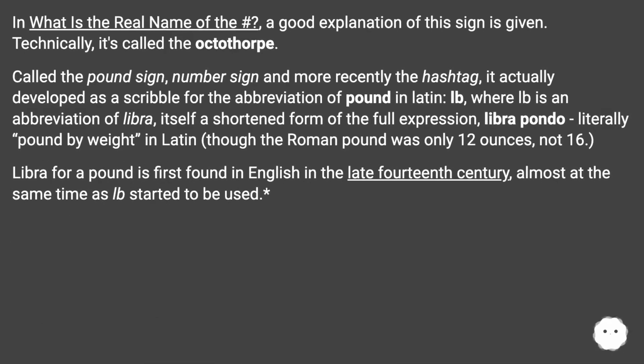In "What is the real name of the hash," a good explanation of this sign is given. Technically, it's called the octothorpe. Called the pound sign, number sign, and more recently the hashtag, it actually developed as a scribble for the abbreviation of pound in Latin, where pound is an abbreviation of libra, itself a shortened form of the full expression, libra pondo, literally, pound by weight, in Latin, though the Roman pound was only 12 ounces, not 16. Libra for a pound is first found in English in the late 14th century, almost at the same time as pound started to be used.